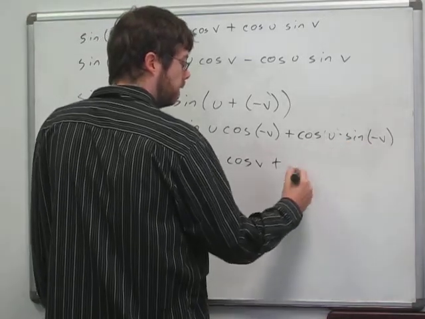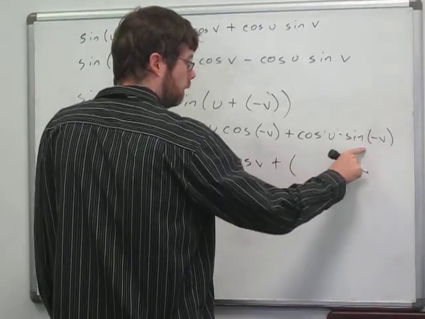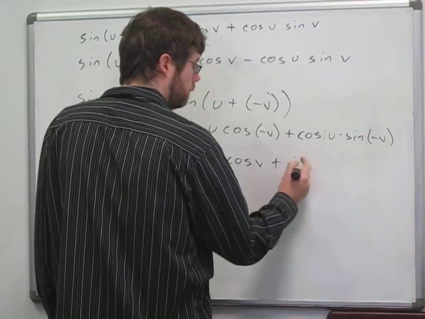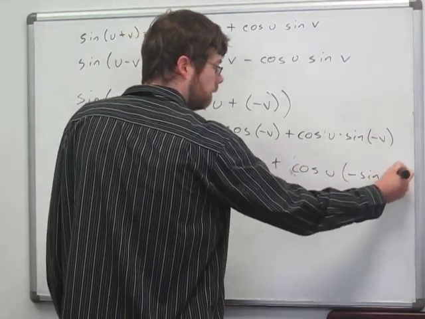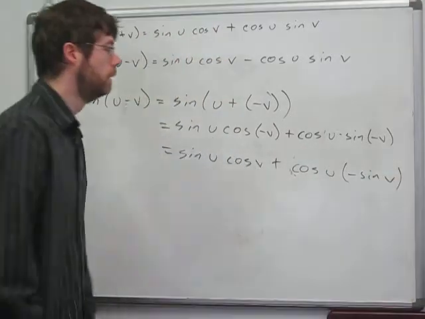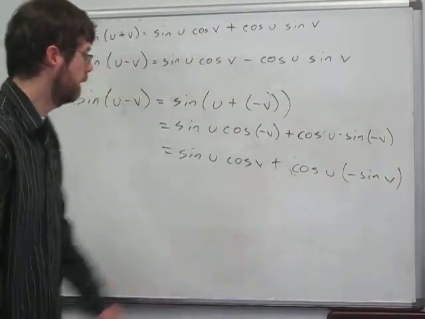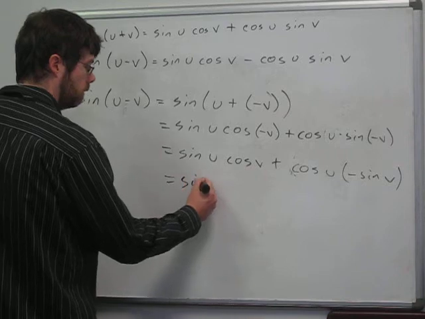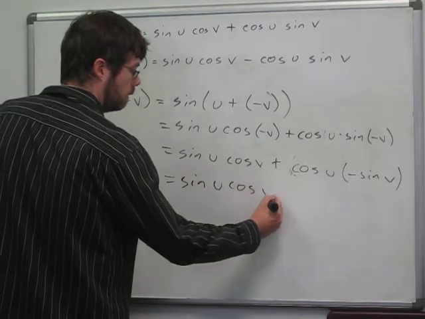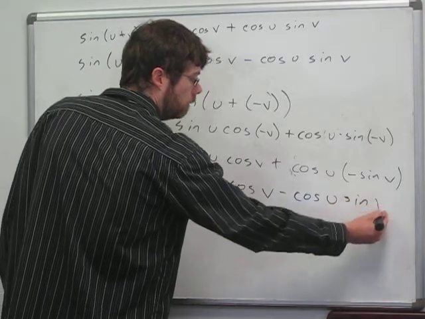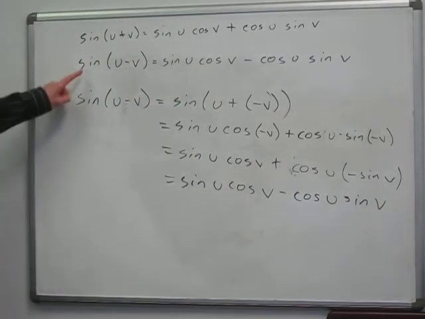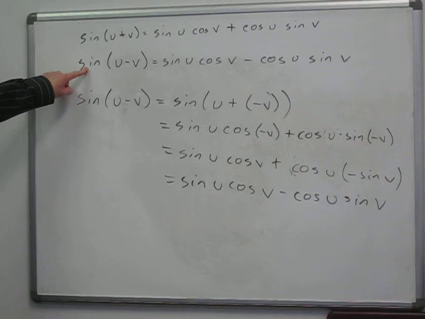Sine is an odd function, so this is just cosine of u times negative sine v. And if I bring this negative sign out front, then I get minus cosine u sine v, and we have exactly our difference formula above.